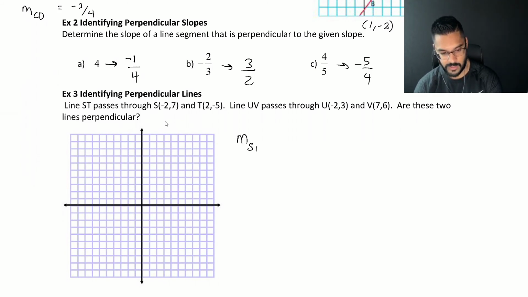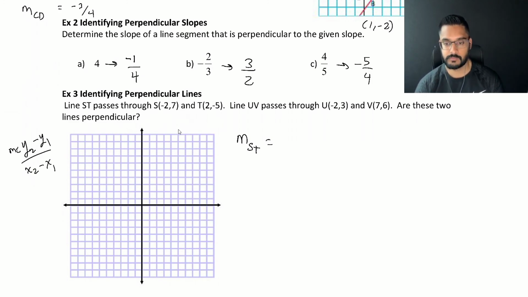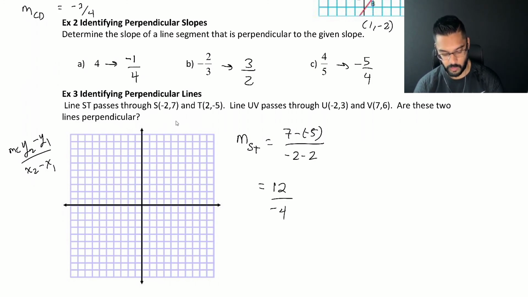So the slope of ST equals, and again, remember your slope formula, y2 minus y1 over x2 minus x1. Subtract the y's in whatever order you like. 7 minus negative 5 is the one I'm choosing. That means I have to go negative 2 minus 2. For a slope of, that is 12 over negative 4. So the slope of ST, 12 over 4 is 3, so that's negative 3.